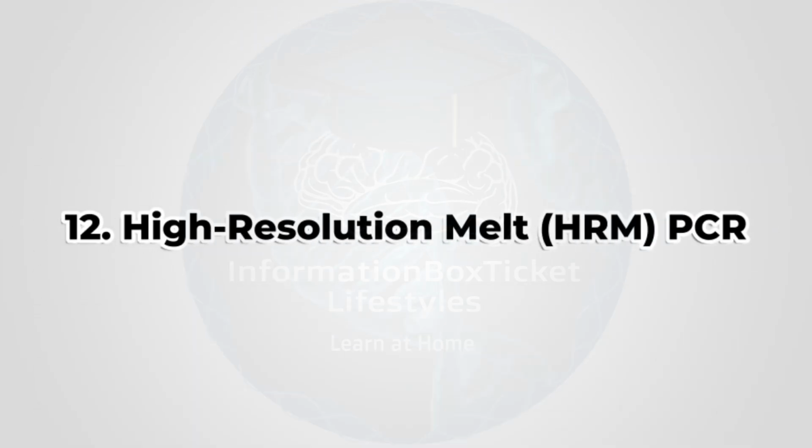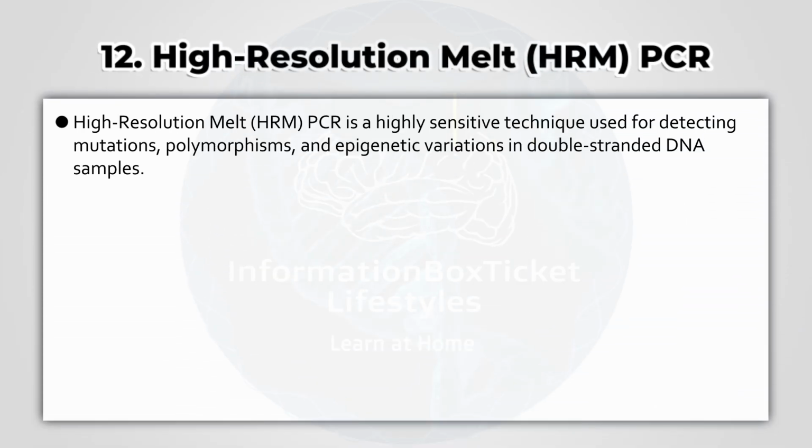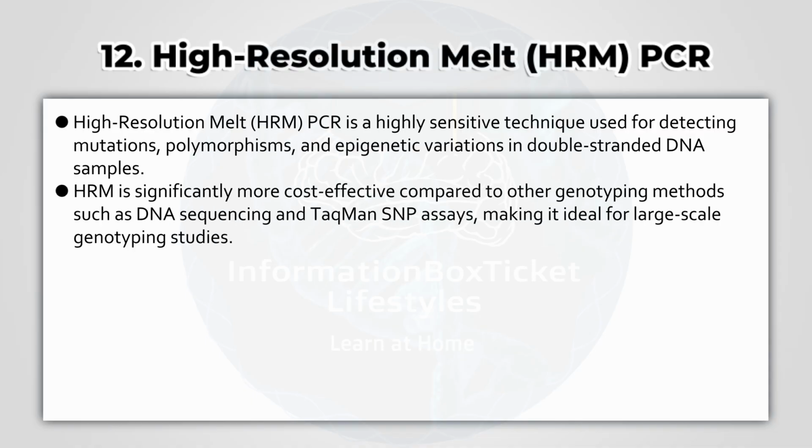12. High-resolution melt, HRM, PCR. High-resolution melt, HRM, PCR is a highly sensitive technique used for detecting mutations, polymorphisms, and epigenetic variations in double-stranded DNA samples. HRM is significantly more cost-effective compared to other genotyping methods, such as DNA sequencing and TaqMan PCR assays, making it ideal for large-scale genotyping studies.